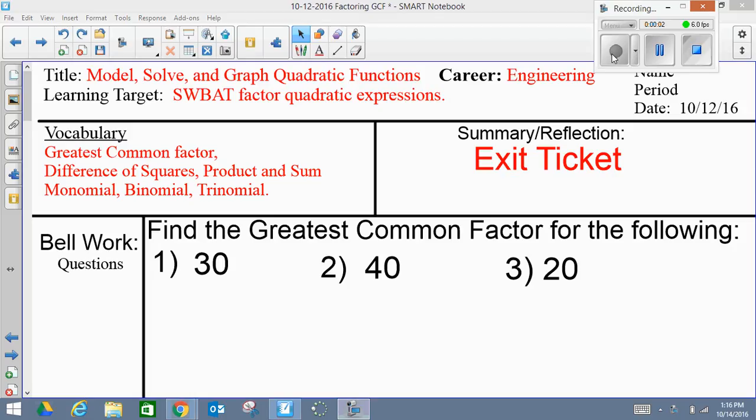Okay guys, this is Mr. Urrego, and today we're going to factor quadratic expressions using a greatest common factor.